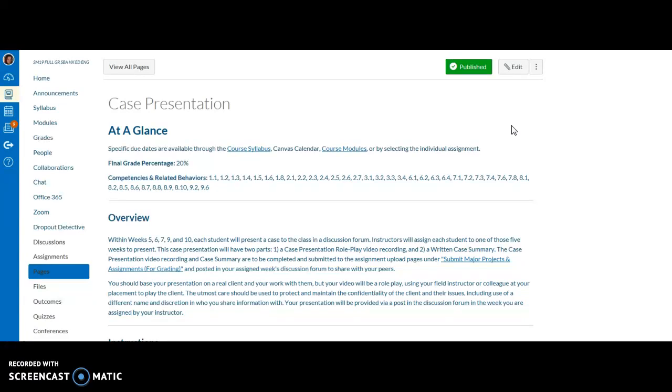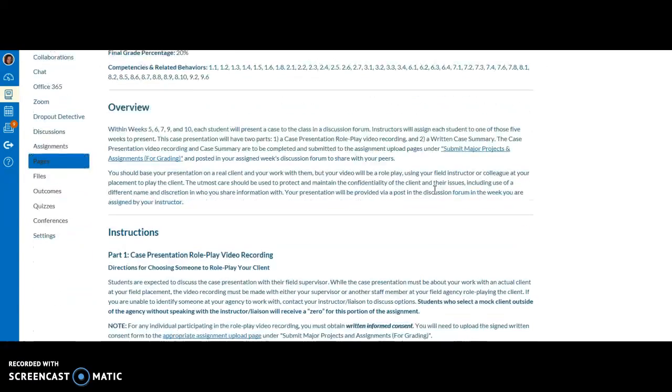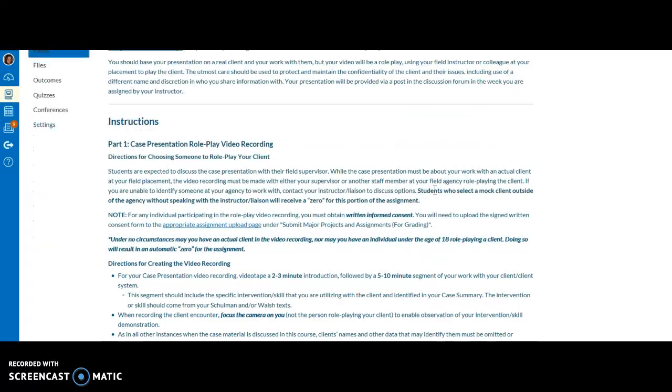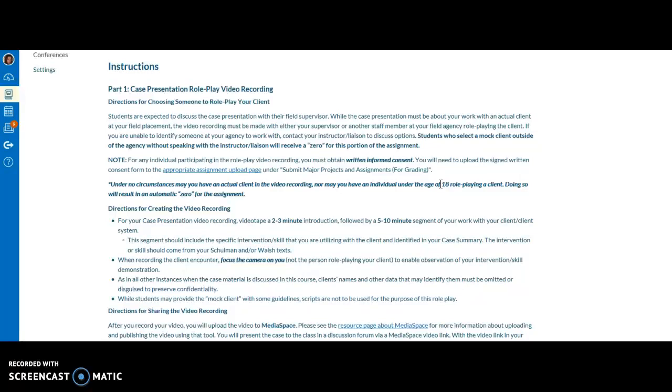So essentially this week what we're going to talk about is the fact that next week the first few presenters start on their case presentation. So I want to go over it, so everybody's clear on what the expectations are. There are two parts to this assignment. The first is a role play video, and the second is a written case summary.